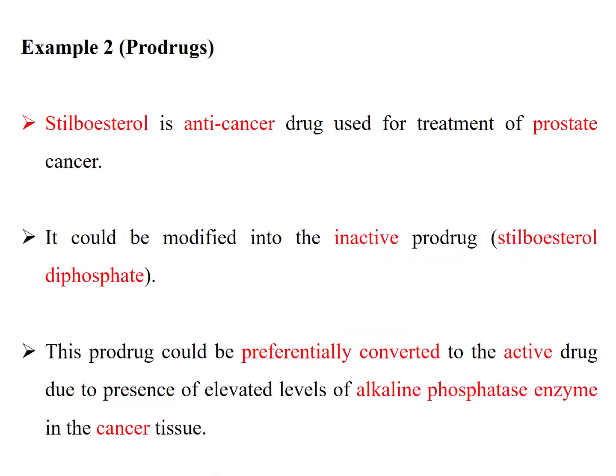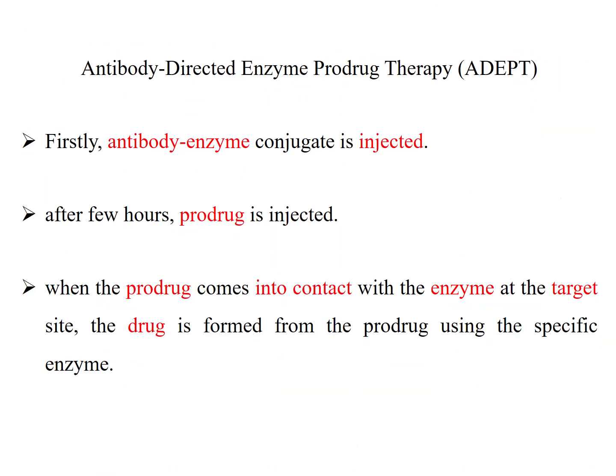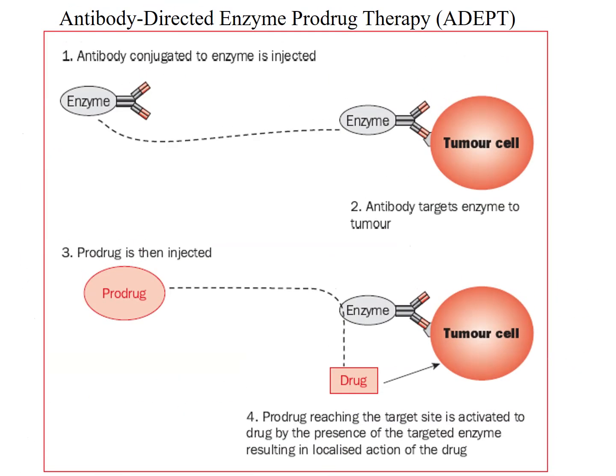Stilboestrol, an anti-cancer drug for prostate cancer, can be modified into an inactive prodrug, stilboestrol diphosphate. Elevated levels of alkaline phosphatase enzyme in cancer tissue selectively convert the prodrug into its active form. In antibody-directed enzyme prodrug therapy, or ADEPT, an antibody enzyme conjugate is injected first. After a few hours, the prodrug is injected. When the prodrug contacts the enzyme at the target site, the active drug is formed from the prodrug. This concludes our overview of antibody-directed enzyme prodrug therapy as a strategy for targeted drug delivery.